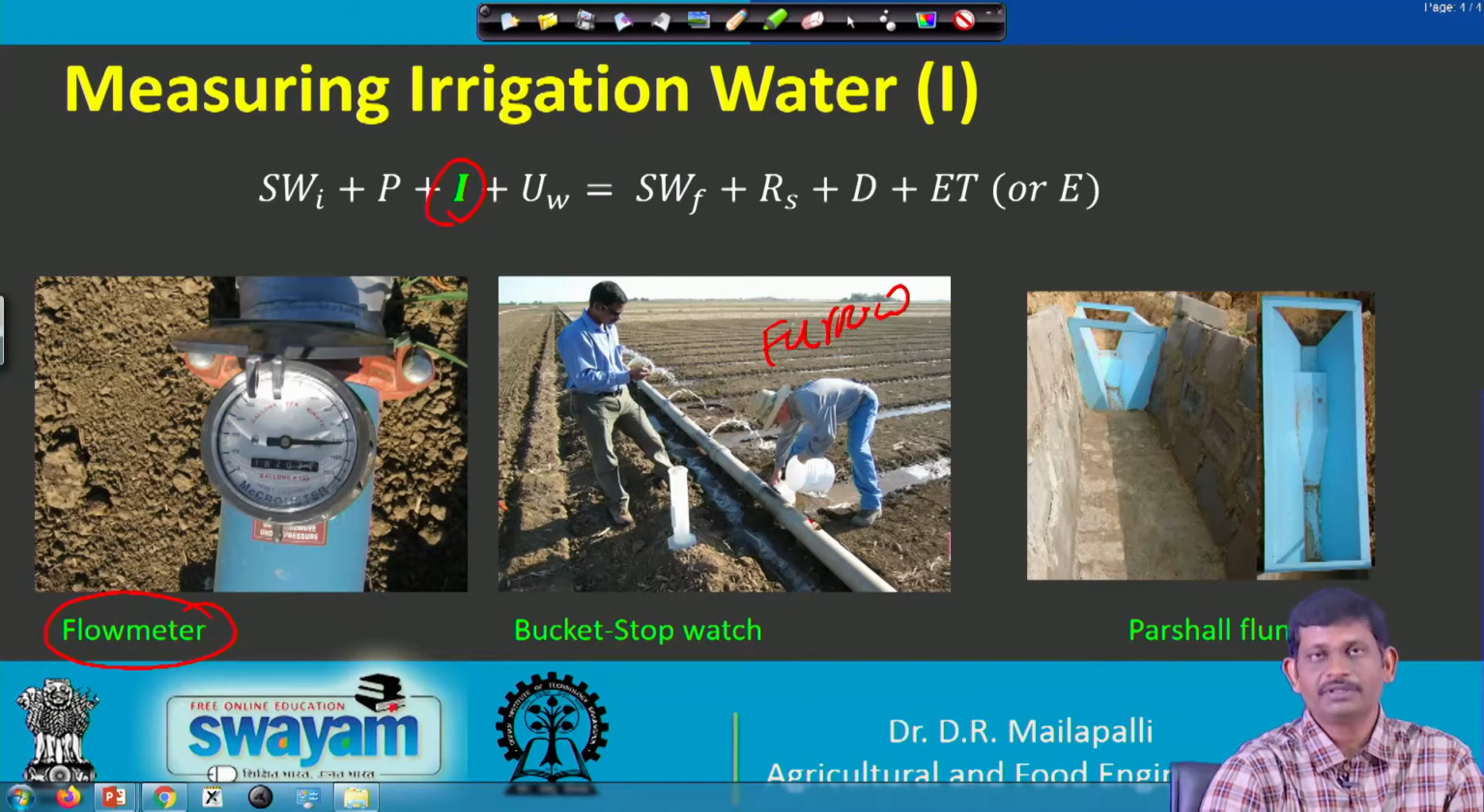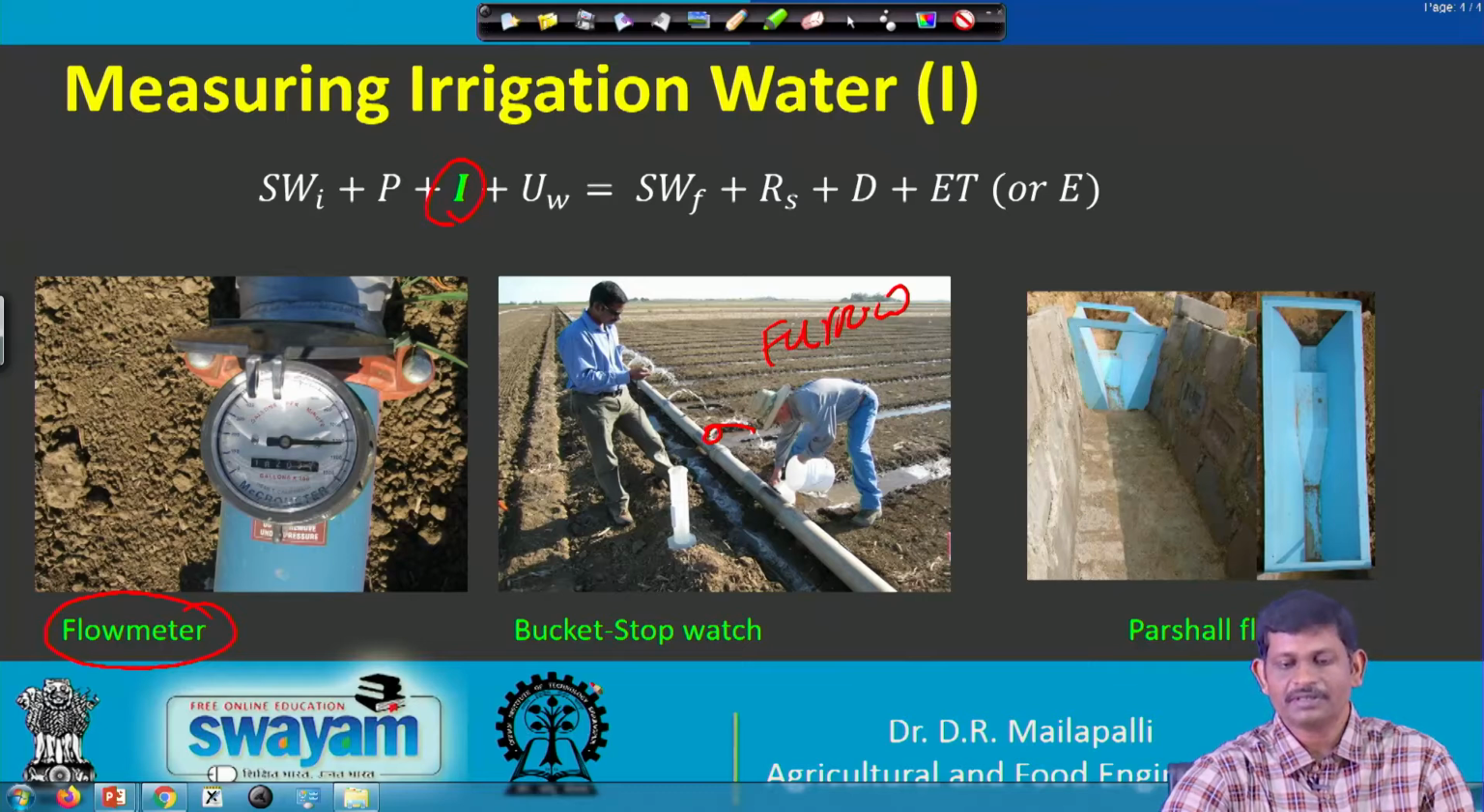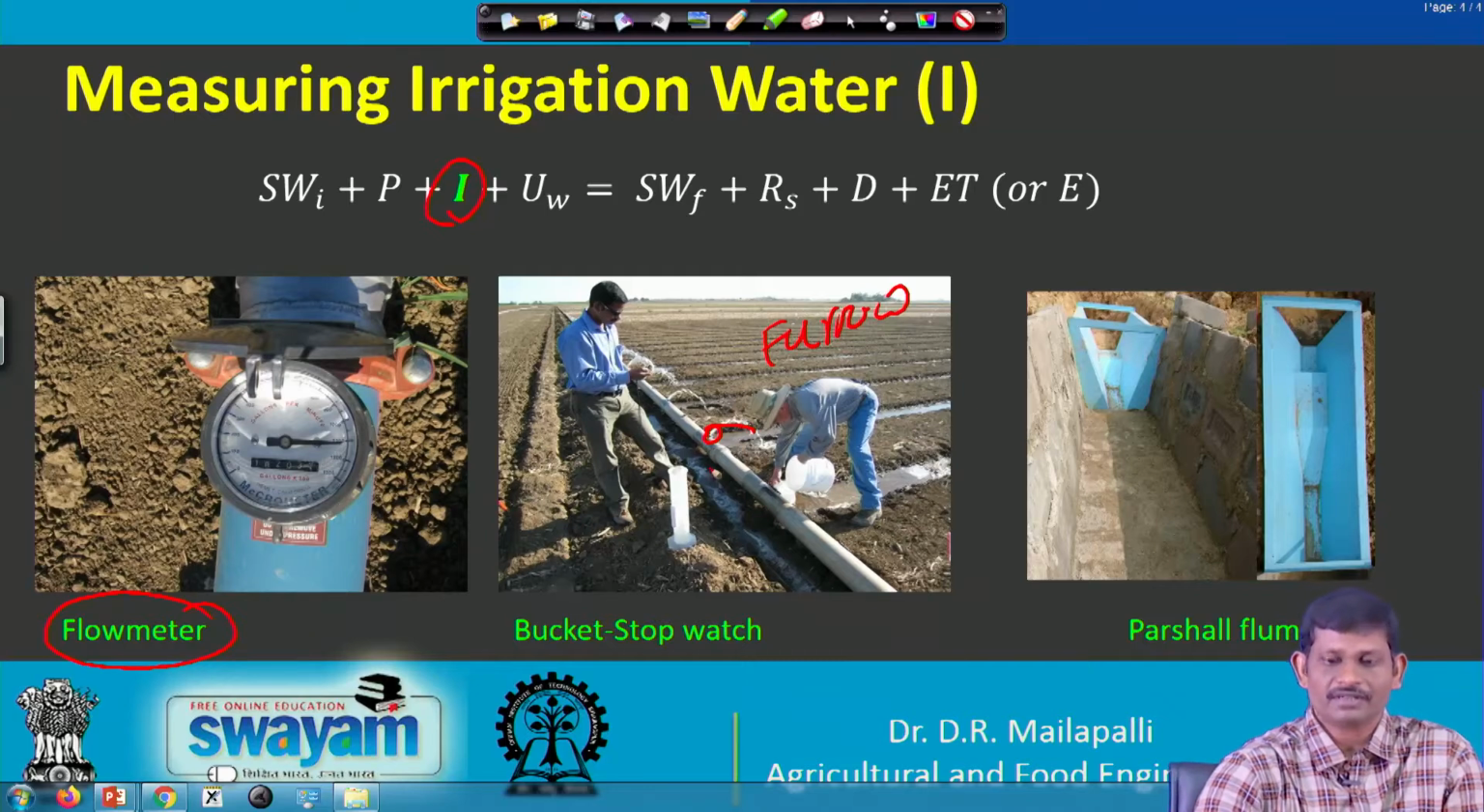So, we should be knowing how much is the discharge to each furrow. So, that will be calculated using a bucket and stopwatch. The stopwatch will be set and then the bucket will be filled for a particular time interval, and then the volume collected in the bucket for that duration will be taken as the volume. So, volume divided by time will give the discharge.